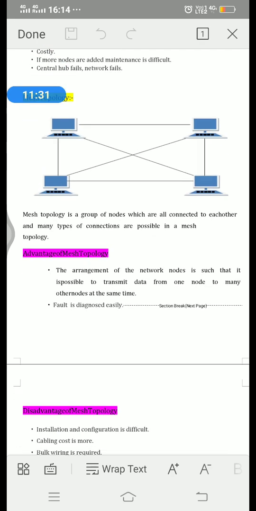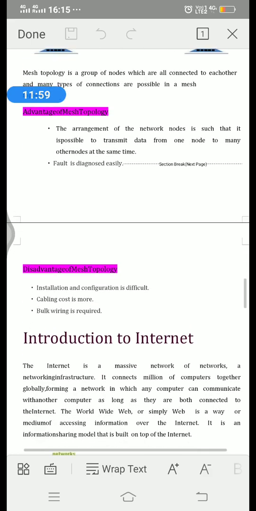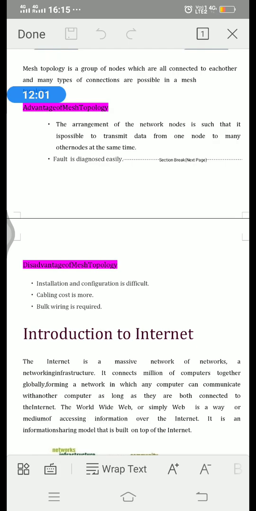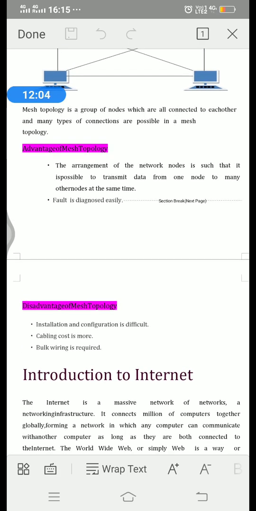Now mesh topology is what? In mesh topology, each and every computer is connected with other computers. You can see that in your figure. Mesh topology is a group of nodes which are all connected to each other, and many types of connections are possible in a mesh topology. What are the advantages? The arrangement of network nodes is such that it is possible to transmit data from one node to many other nodes at the same time, and fault diagnosis is easy. Now what are the disadvantages? The installation and configuration is difficult, cabling cost is more, and bulk wiring is required.